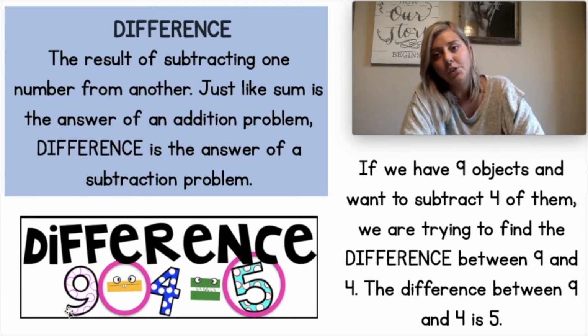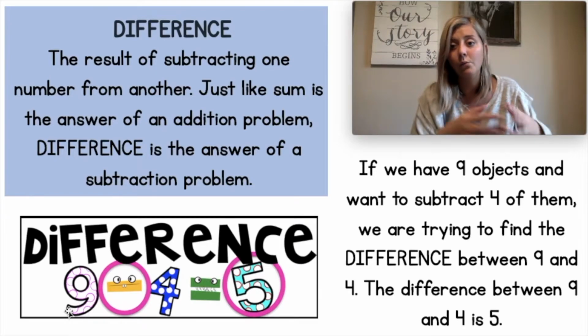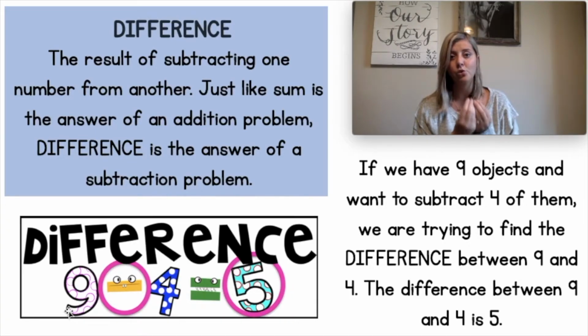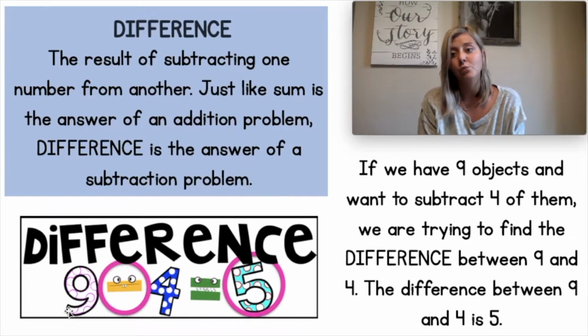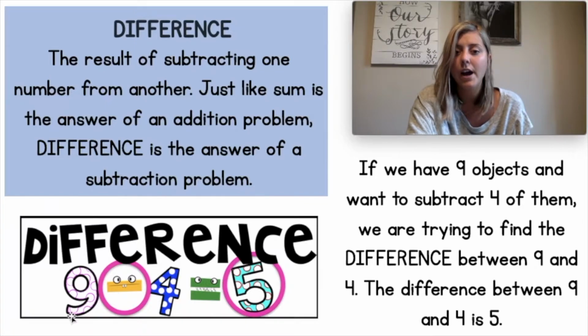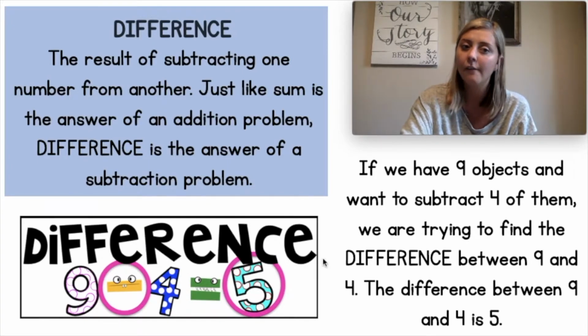When we talked about addition, we talked about how there's a sum, and the sum is the answer that we get when we bring 2 numbers together. We don't use sum when we talk about subtraction. We're going to use the word difference. The difference is the result of subtracting one number from another. Just like the sum is the answer for addition, difference is the answer of a subtraction problem. In this example right here, if we have 9 objects and we're going to take away 4 of them, that's going to leave us with a difference of 5.